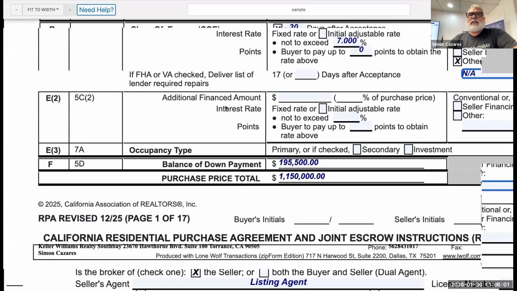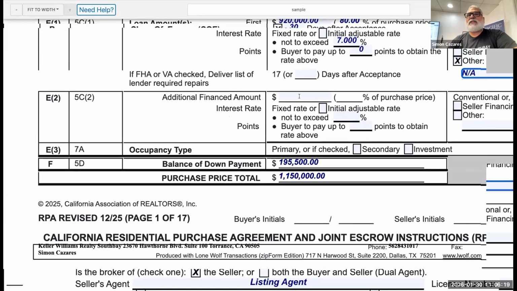Section E goes into any additional financing. Okay, if there's any additional financing involved, then that can be like a silent second. Maybe someone is lending you or gifting you money and they want to get paid monthly payments. Then you can add additional financing, first, second, third, whatever the case might be, and you would put this information there.